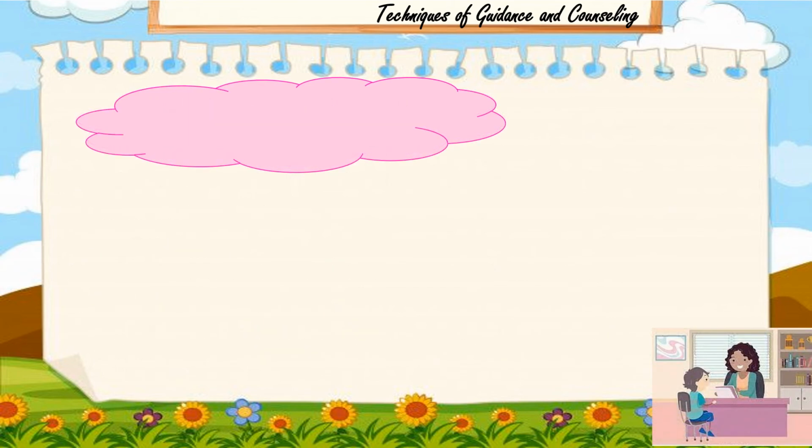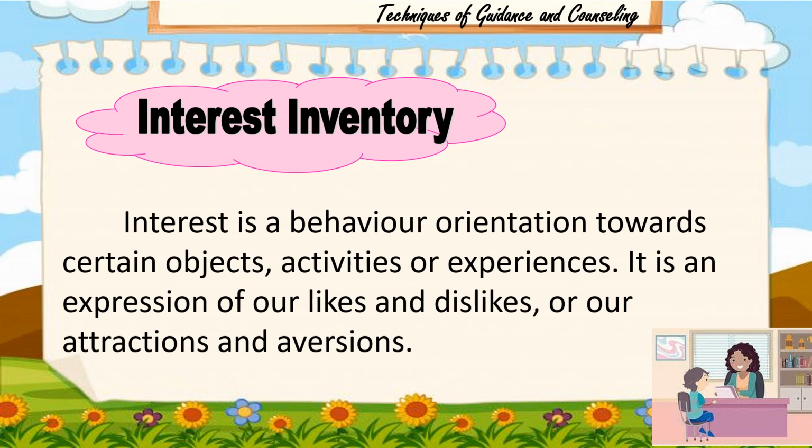The fourth standardized technique is the interest inventory. Interest is a behavior orientation towards certain objects, activities, or experiences. It is an expression of our likes and dislikes or our attractions and aversions. So you might have observed in your class that some students show more inclination in math, while others in computers, some in literary activities, and some in painting, and so on. An individual chooses the most suitable alternative out of many, goes after preferred objectives and activities, and consequently derives satisfaction, success, and happiness out of the activity selected.